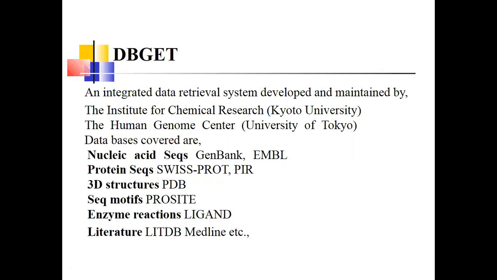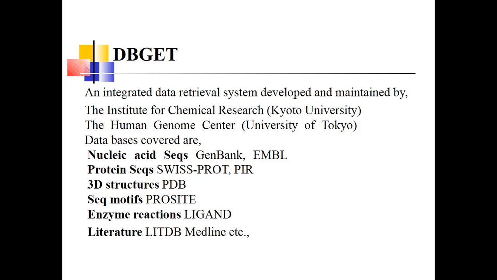DBGET is also another tool for extracting data. It is an integrated data retrieval system developed and maintained by the Institute of Chemical Research, Kyoto University, and the Human Genome Center, University of Tokyo. So DBGET is just maintained by these universities. Similarly, this database just covers different databases for specific data.